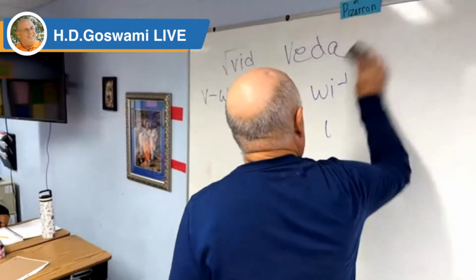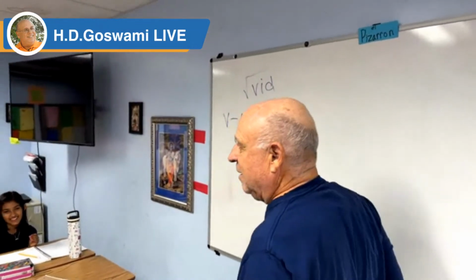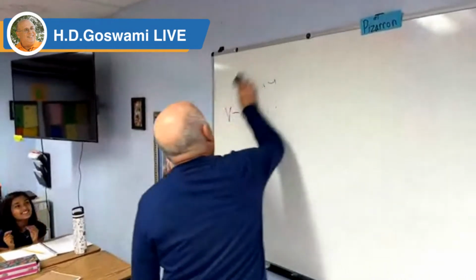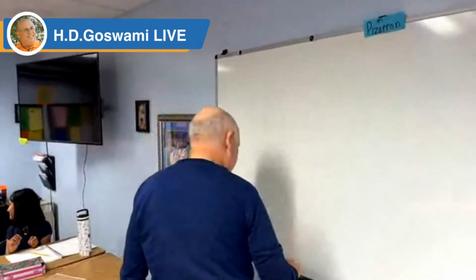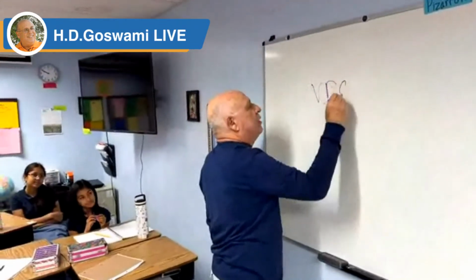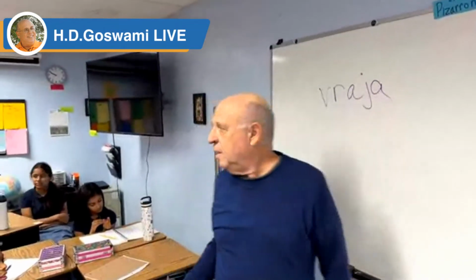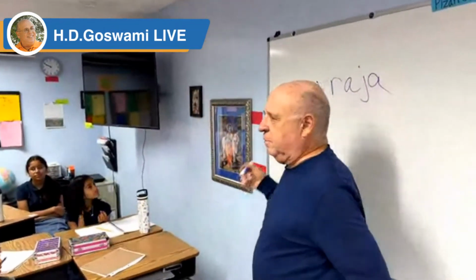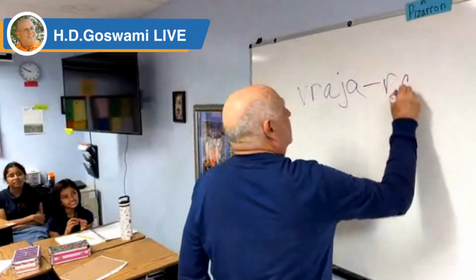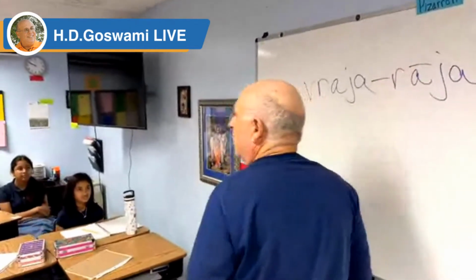Okay, anyone else? What's your name? Raja. Okay, Vraja. Vraja actually means in Sanskrit a place where cows are herded, and so Vrindavan comes to be called Vraja. And Raja, king. So what English words do we have that come from Raja?